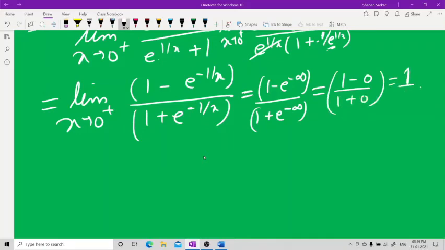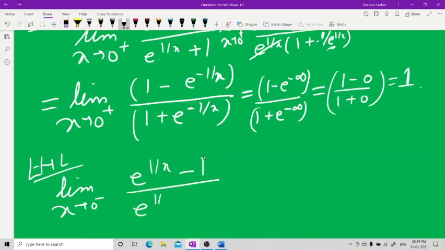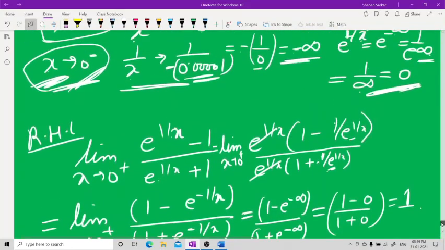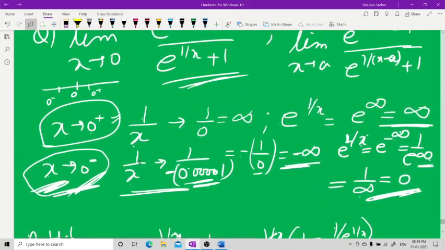Now let's try the left hand limit. Limit x tending to 0 minus e to the power of 1 upon x minus 1 upon e to the power of 1 upon x plus 1. And now in this case, when I take the limit x tending to 0 minus, you have already seen here, we have seen already before, when x tending to 0 minus, 1 upon x goes to minus infinity. How does e to the power of 1 upon x behave?